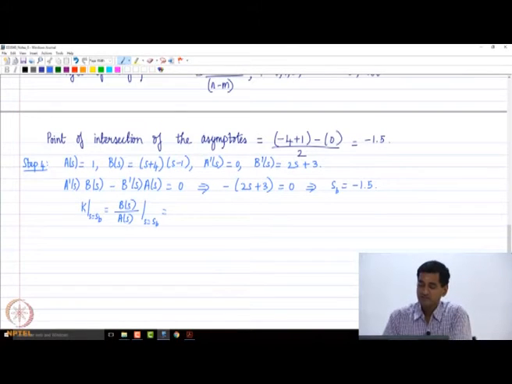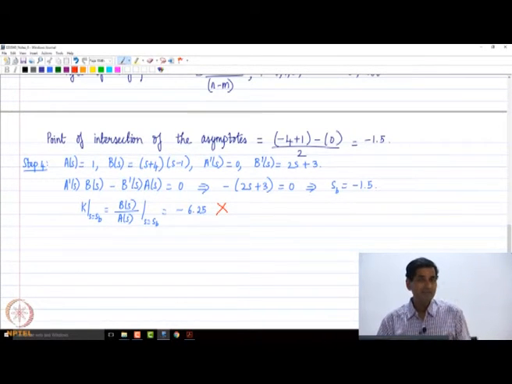Just substitute minus 1.5 in B of s, because A of s is anyway 1, right? What do you get? Minus 6.25, right? And consequently this is not okay, right? But anyway we could have figured it out. I did not even have to calculate k, but I am teaching you a good process to follow.